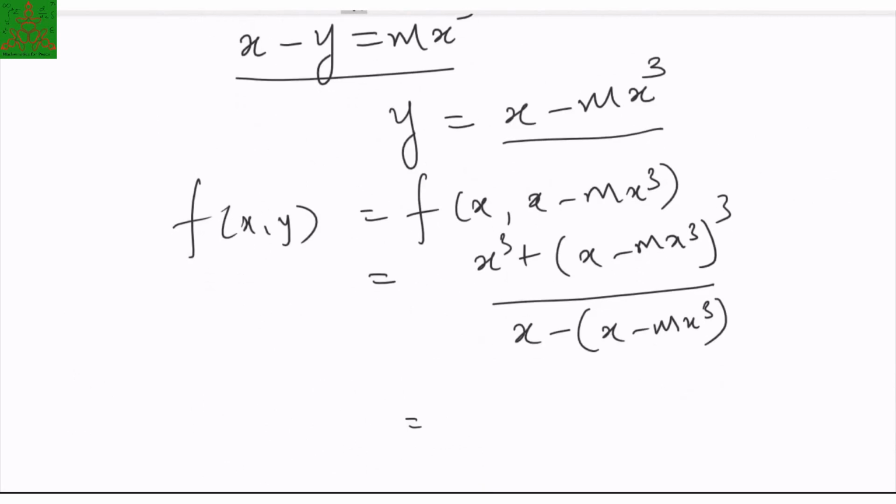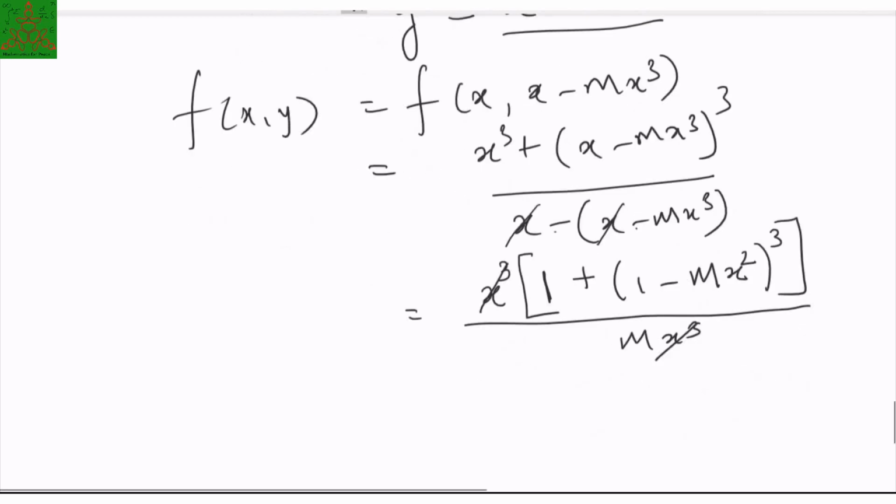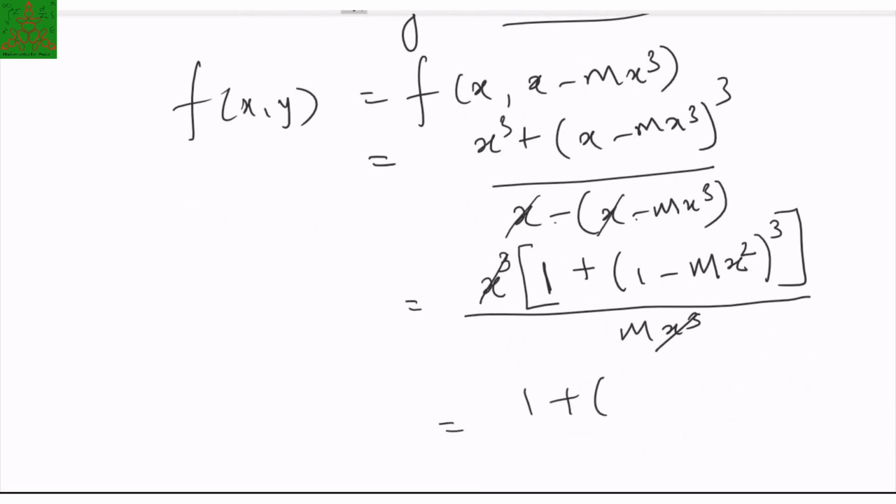In the numerator you will have x cube common. What is left is 1 plus 1 minus m x square whole cube. In the denominator, this x will cancel with this x, and minus minus becomes plus, so it is m x cube. So m x cube will cancel out. So finally the answer of this quantity will be this.